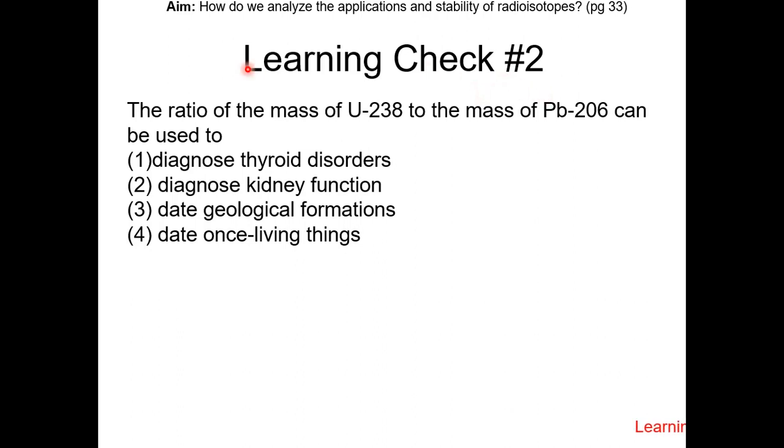Learning check number 2. The ratio of the mass of U-238 to the mass of Pb-206 can be used to what? Pause the video and resume once completed. You have to look up the half-life of U-238 in Table N in your reference table. U-238 has a half-life of billions of years. Then you look at your answer choices and think what your radioisotope can do. Since the half-life is billions of years, it can date geological formations. The answer is choice 3.